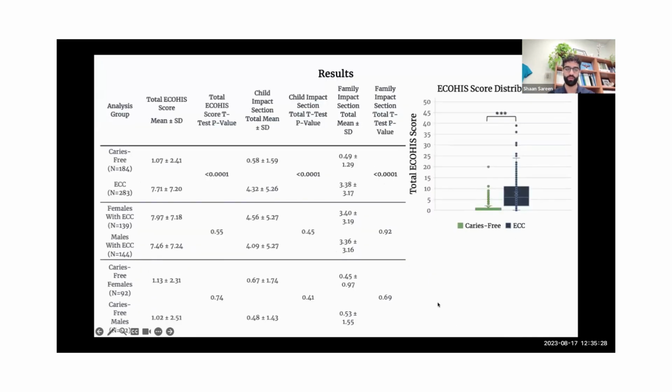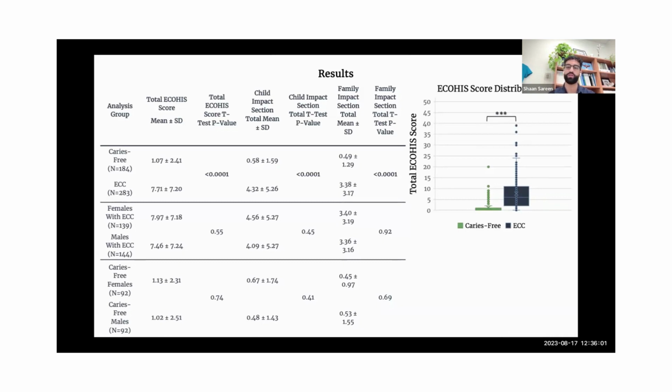So moving into the first set of results, as you can see, the difference between the Caries free group and the Caries group was statistically significant using the t-test. It was significant both in the child impact section as well as the family impact section, and also for the total ECOA score. When we evaluated the differences between sex, both within the ECC group and also the Caries group, it was found that these differences were not statistically significant.